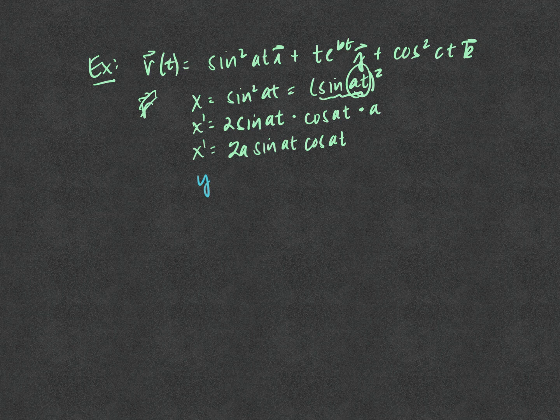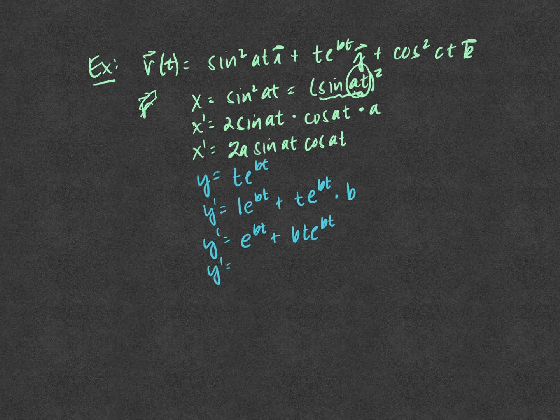It's pretty. And then we're going to let y equal t e to the bt. Then for y prime, we're going to use the product rule. So the derivative of t is 1, and we keep the e to the bt, plus we keep the t, and the derivative of e to the something is e to the something. Chain rule, the derivative of the power bt is b. So we can rewrite this to be e to the bt plus bt e to the bt. It's kind of interesting. Let's factor out the e to the bt, and we have 1 plus bt.